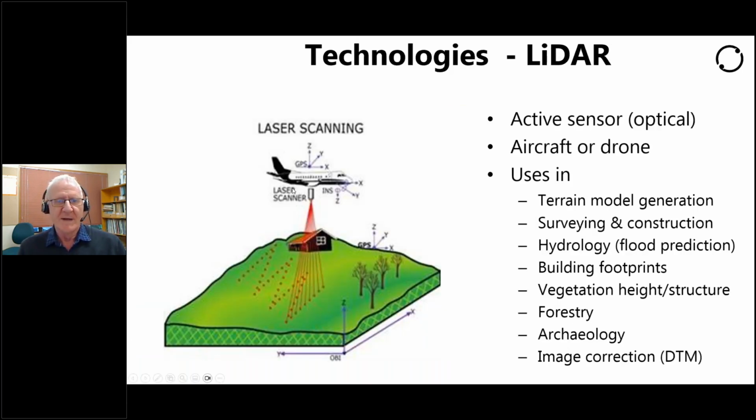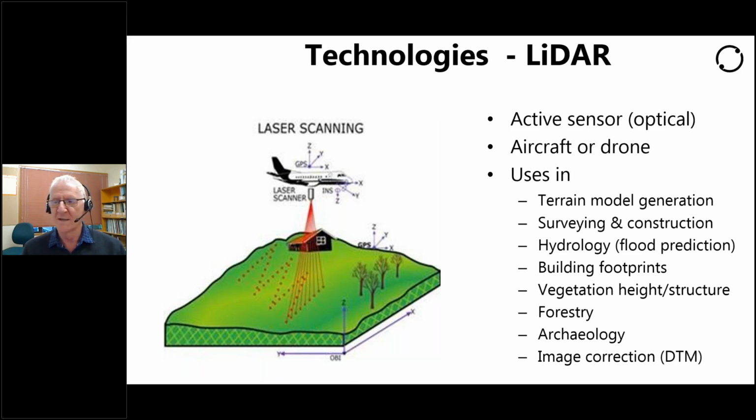Final one I want to talk about is LiDAR, and this again is an optical instrument where we're sending out a pulse of energy, in this case laser light from the instrument, which will be aboard an aircraft or drone. And you're looking at the time of flight of that pulse of laser energy, the time that it takes to hit the ground and reflect back to the instrument. Gives you an indication of how close the ground target is to the instrument.